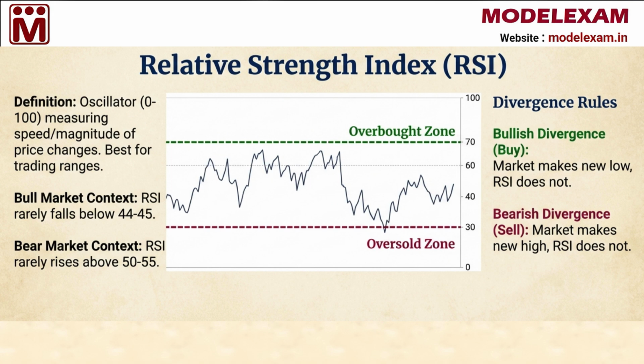A key strategy here is looking for divergence. If the market makes a new low, but the RSI does not make a new low, that is a bullish divergence. It suggests the selling pressure is fading and it is an early signal to buy.